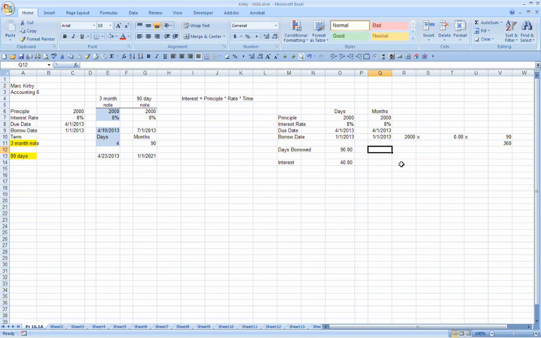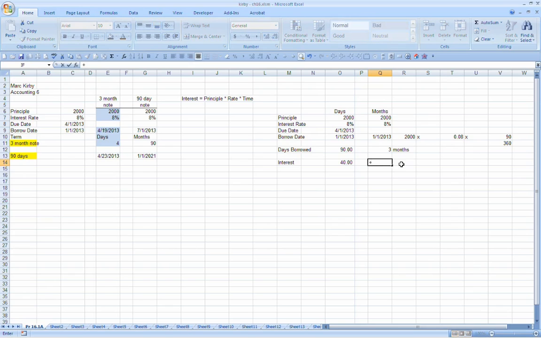And then we can divide by 360. What if you were told something different though? What if you were not given a due date? You were given a borrow date, and you were told that you borrowed the money for 3 months. Okay? How much interest would you owe?